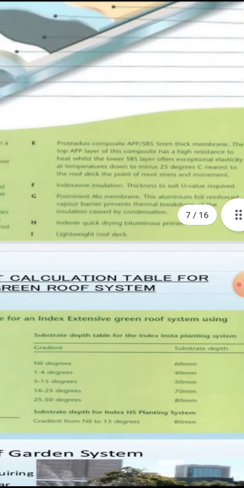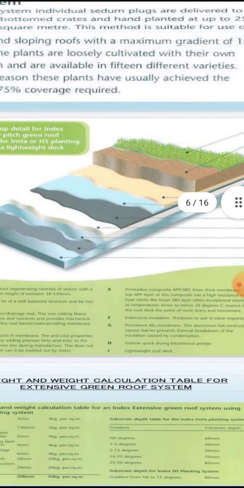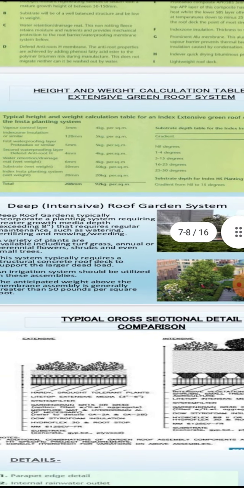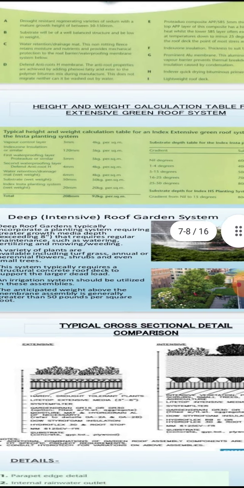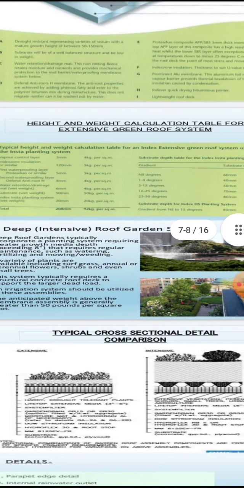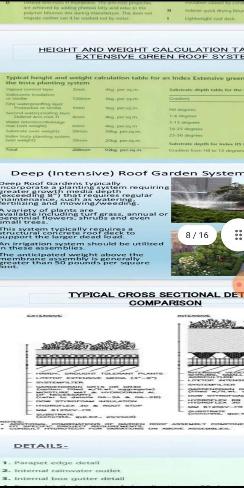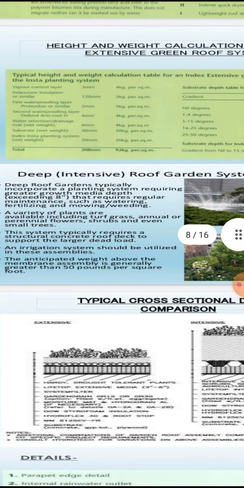So like this, you remember this diagram for the terrace garden. Different structures are there, then height and weight calculations as per the table. Extensive green roof system. So this system is there, the green roof system.